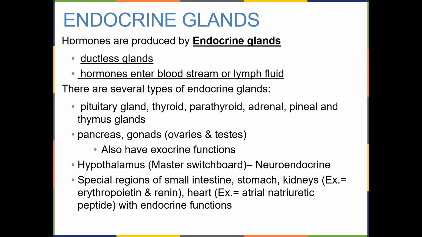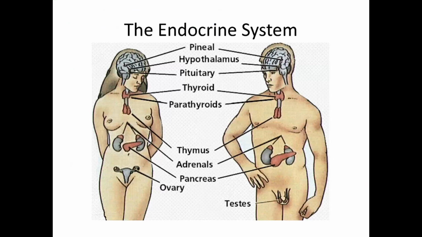Renin helps to regulate fluid levels in our filtrate. The heart, I mentioned already, releases ANP, atrial natriuretic peptide, which regulates the contraction force if the blood pressure is getting too high. So there's a wide variety of hormones here. So here's where everything's located.